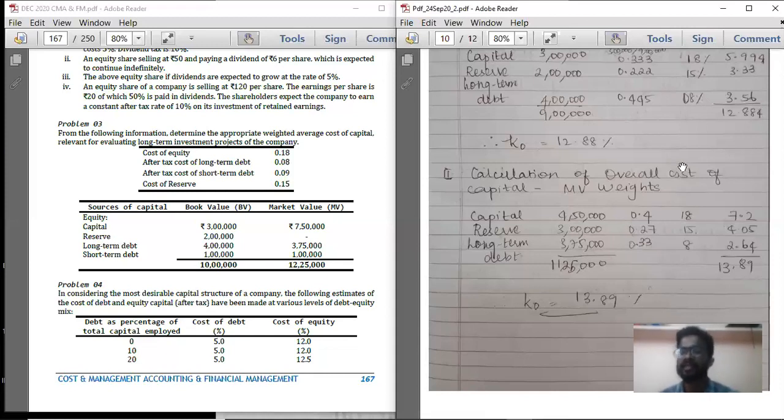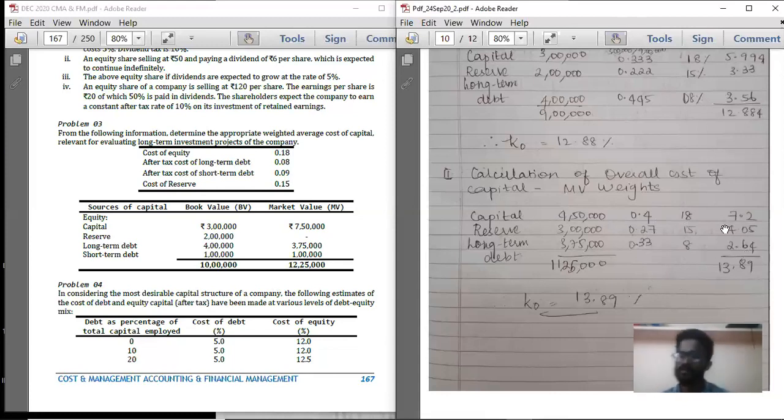So what is KS? KS is same as per the book value. Cost of equity is 18%. In respect of KS, for capital record 18, for reserves record 15, and for long-term debt record 8, because it is after tax. If it is before tax, this 8 into 1 minus tax rate. If it is after tax, directly take this 8%. So in the KS column 18, 15 and 8. Now multiply weights and KS, you will get the product.